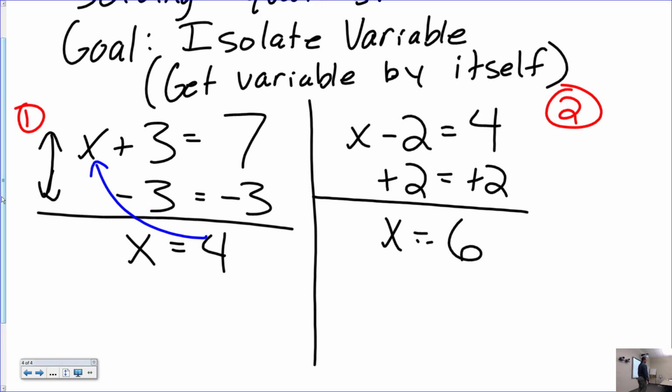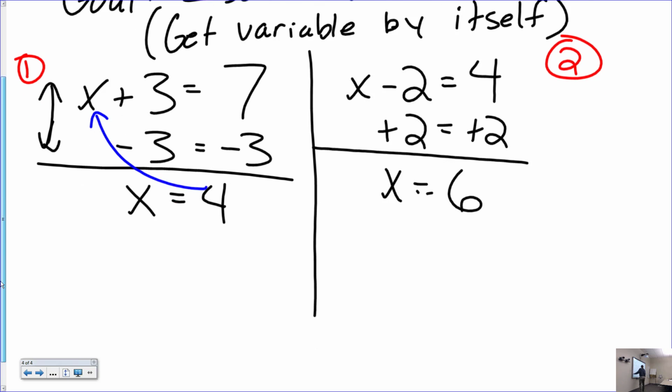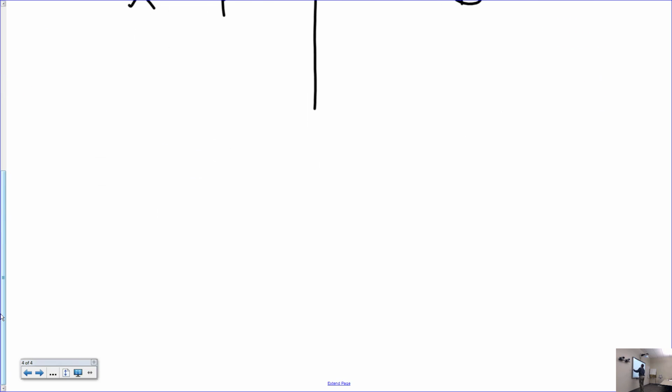So if we can get rid of plus or minus, guess what I get to do next? Multiply it by. There you go. Those are the other two tools in your toolbox.